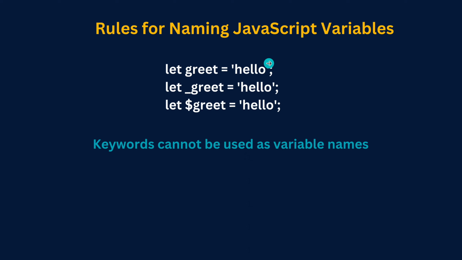All three are correct. So these are some naming: starting from a character, or starting from an underscore, or starting from a dollar sign. This way you can name variables.